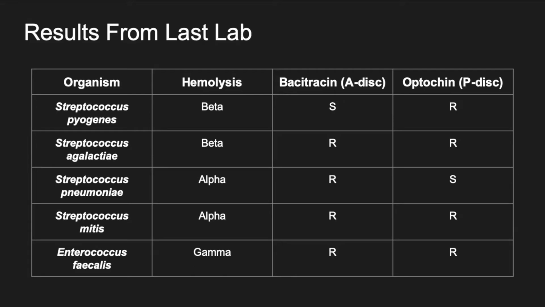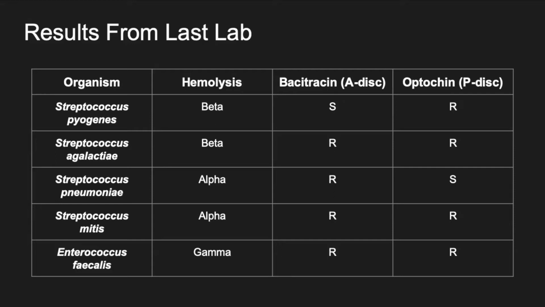Next was Streptococcus pneumoniae. It exhibited alpha hemolysis. Remember, alpha hemolysis was the incomplete destruction of those red blood cells on the surface of the blood agar plate. It was resistant to bacitracin, but it was sensitive to optochin or the P disc. Next, we had Streptococcus mitis. It also exhibited alpha hemolysis. It was resistant to both the A disc and the P disc, being bacitracin and optochin.